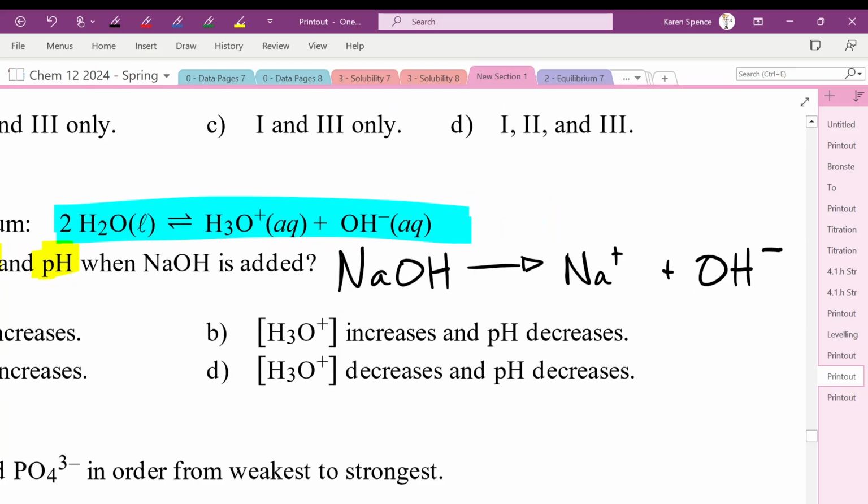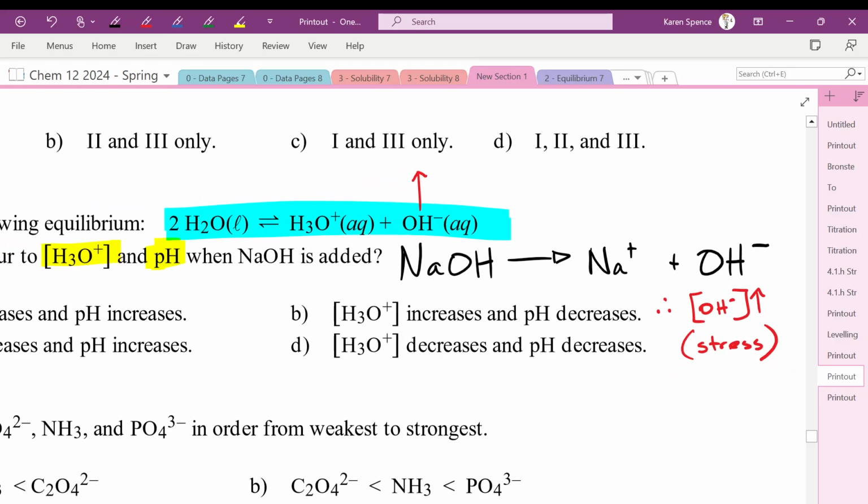Tell your partner, is Na plus going to have any effect on the blue equilibrium? No. Is OH minus going to have any effect on the equilibrium? Yes. Okay. So we have now increased the concentration of OH, which is what we've done. We added NaOH, therefore OH minus increases, that's our stress. What will we have in terms of a shift? We will shift to the left.